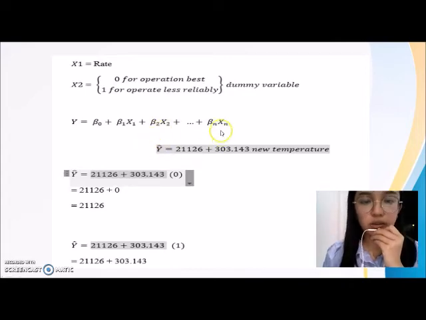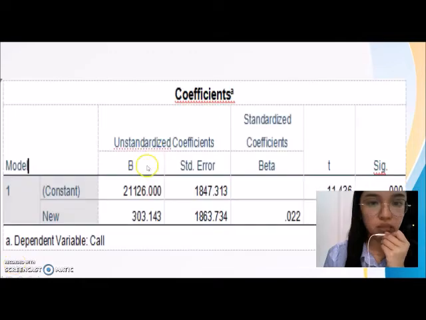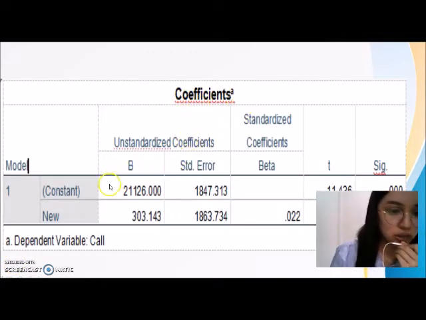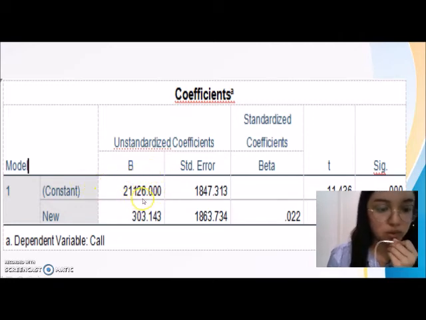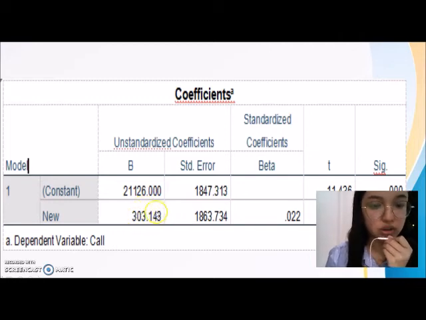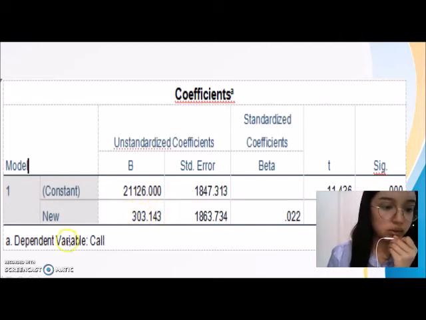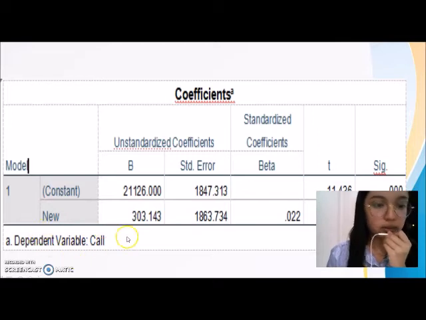And this is our equation. B naught is 21126 and the b1x1 is 303.143 new temperature. We can get the values from the coefficient table. This constant 21126 is the b naught, and this 303.143 is for the new temperature, and the dependent variable is the Y.